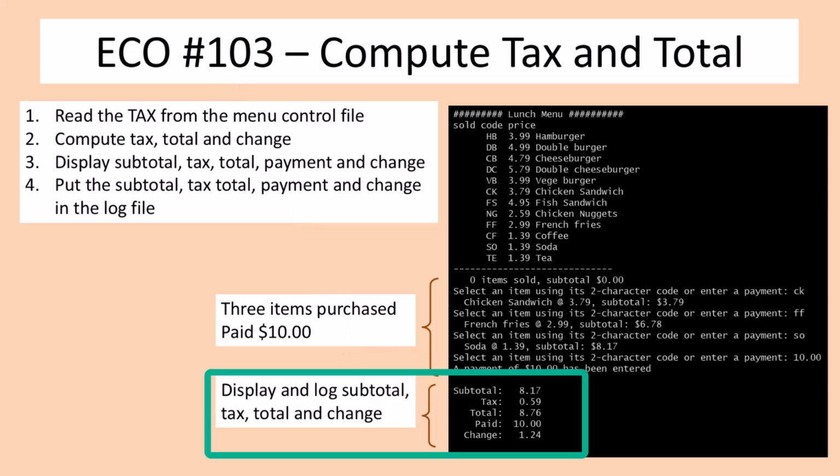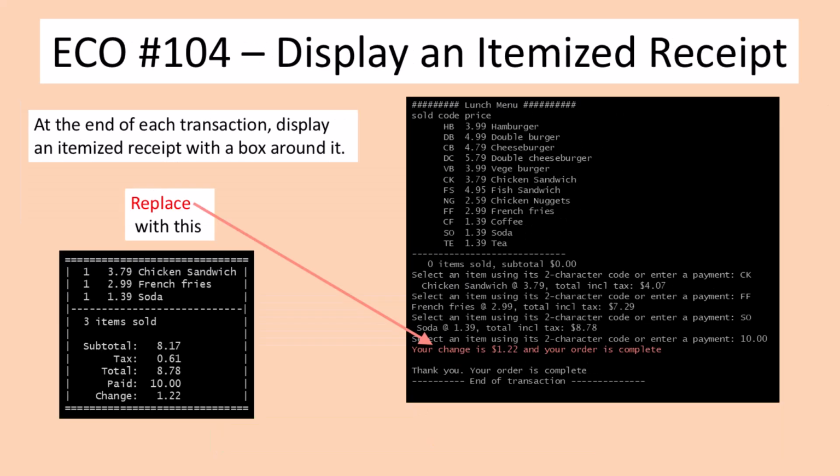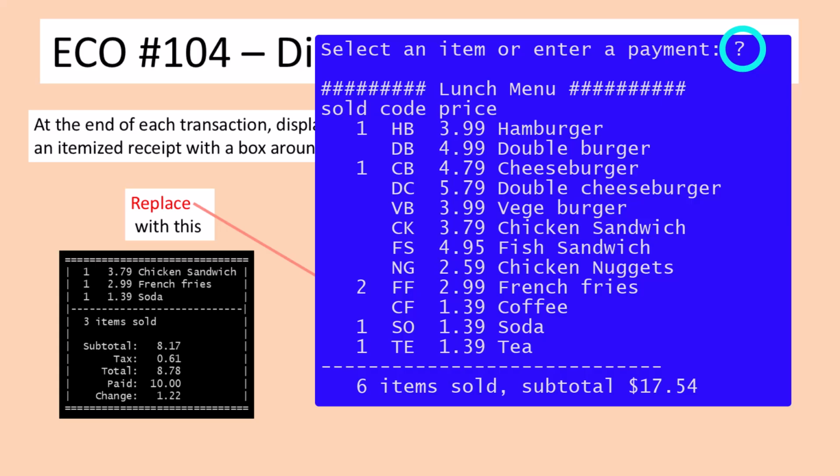For full credit, read the tax rate from menu.txt instead of using a tax rate of 7.5% coded in the program. At the end of each transaction, display an itemized receipt with a box around it that shows the number of each individual item purchased, the total number of items sold, the subtotal, tax, and the amount the customer paid and change if any. Draw a box around the receipt. Hint: review the display menu method.